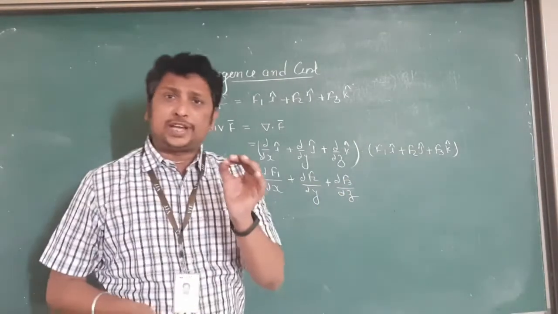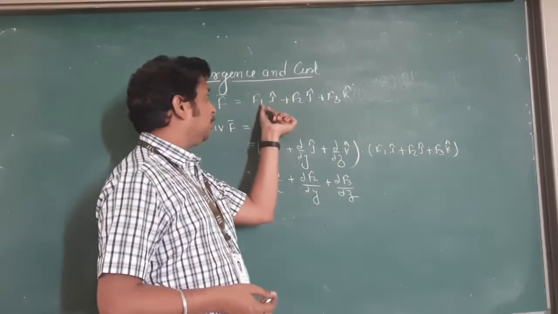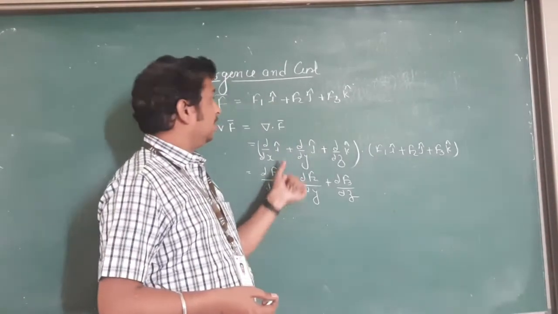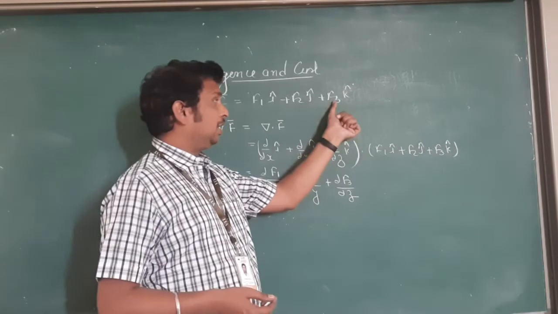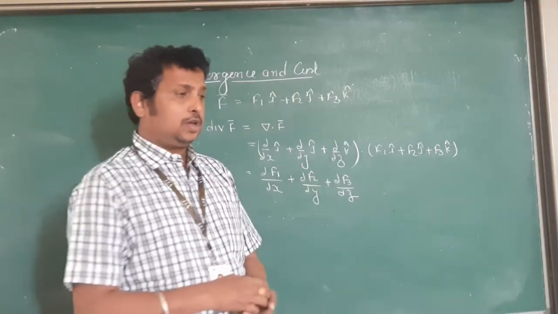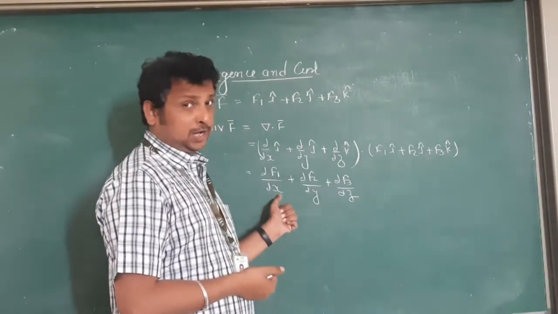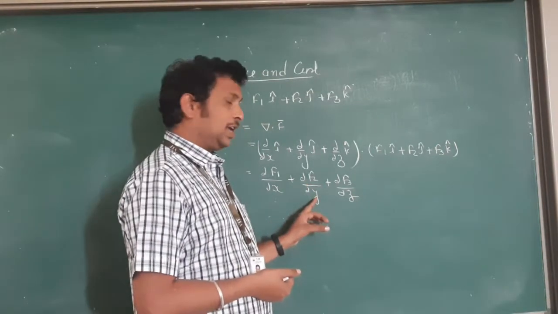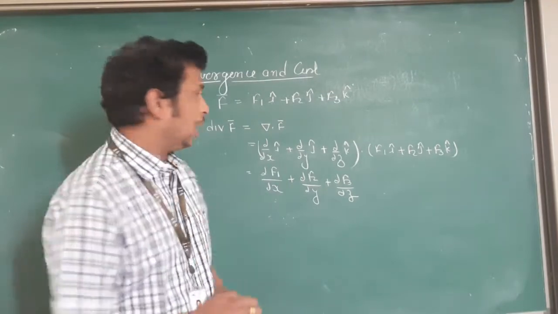So how do we calculate divergence? It's very easy. Whatever f is given, see its i component, that is f1. Differentiate f1 partially with respect to x. Then differentiate f2 partially with respect to y, and f3 partially with respect to z, and add. That is divergence. Partial differentiation means when you differentiate with respect to x, keep y and z constant. When you differentiate with respect to y, keep x and z constant.